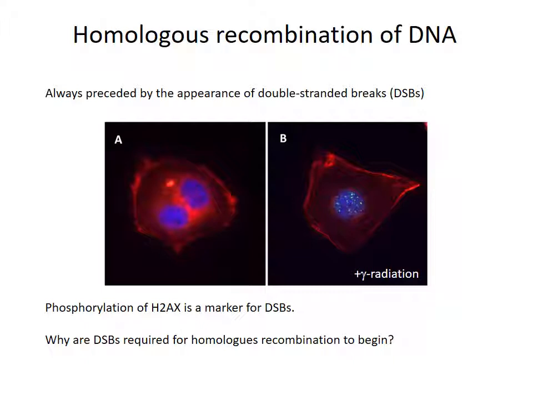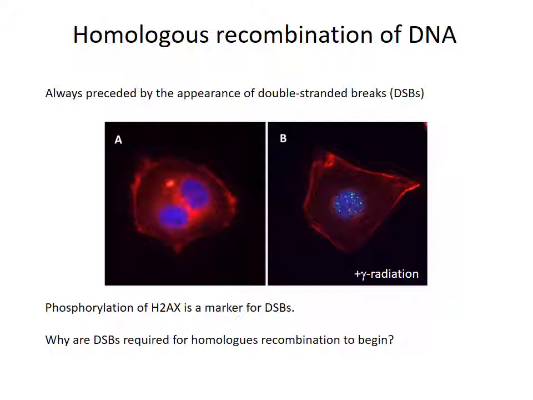So these two cells have been treated differently. The cell on the left in panel A is untreated, and panel B has been treated with gamma radiation. As you'll know from our DNA damage and repair lecture, gamma radiation is a potent inducer of double strand breaks, and the punctate green staining that you can see in this particular cell represents staining of a particular protein known as histone H2AX, and specifically the phosphorylated form of that histone H2AX protein, which is a useful marker for the presence of double strand breaks.